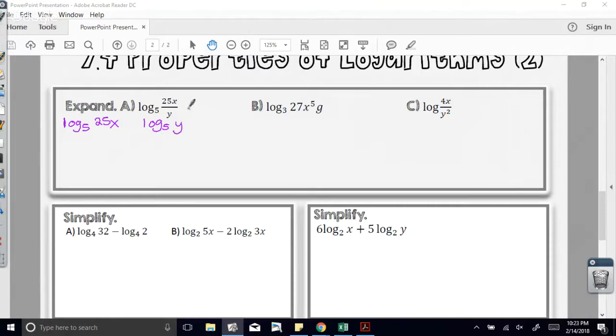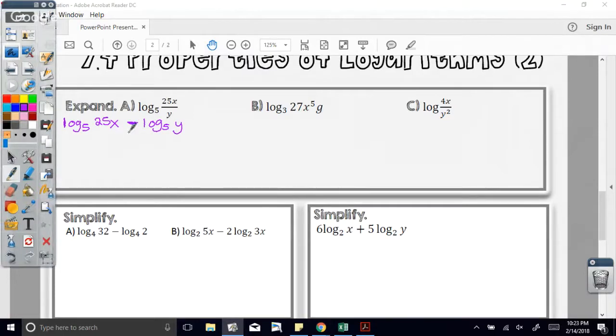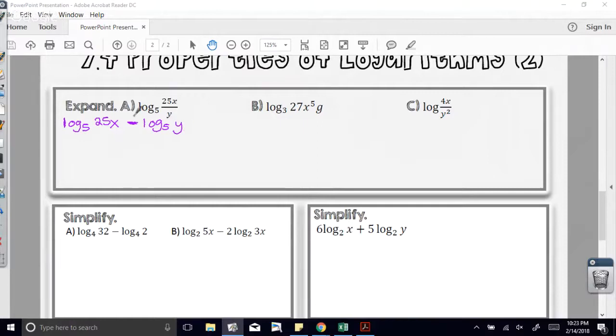If you go back to your rules, we said we can split division with a subtraction. This becomes the log base 5 of 25x minus log base 5 of y. And if you look, we now have a 25 times x. So I'm going to do the same thing again. I've got the log base 5 of 25, and we said to split multiplication, we're going to use addition. So plus the log base 5 of x, and still minus the log base 5 of y.